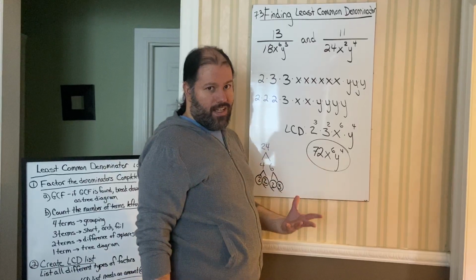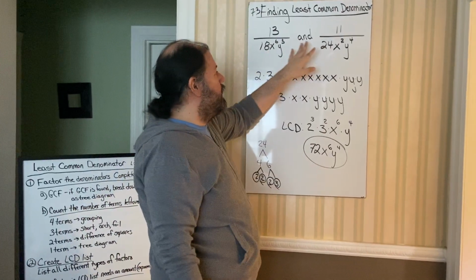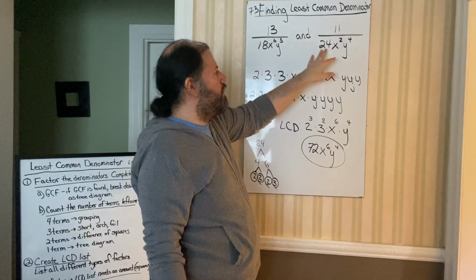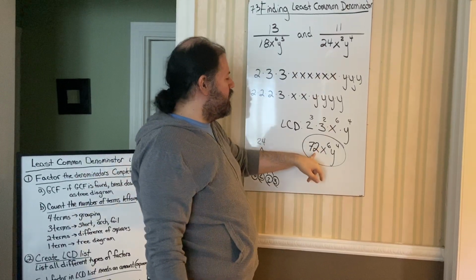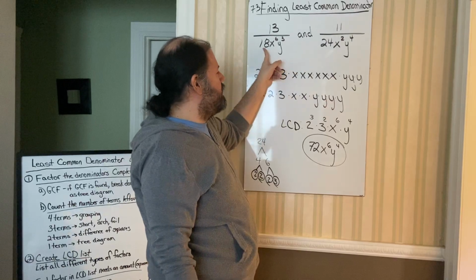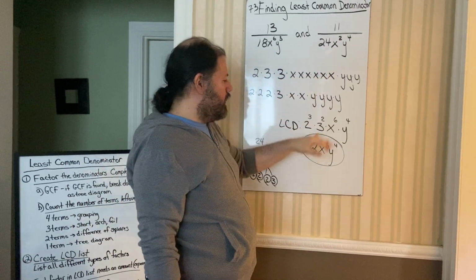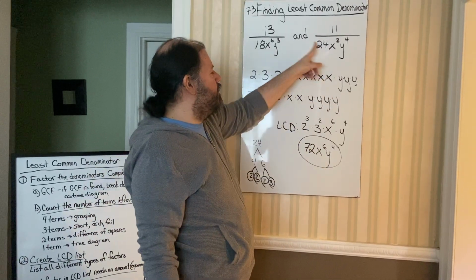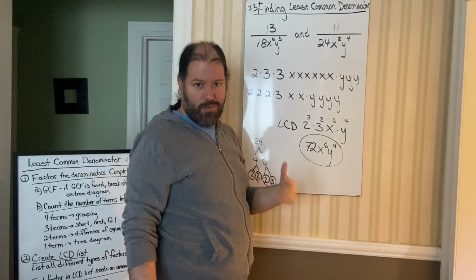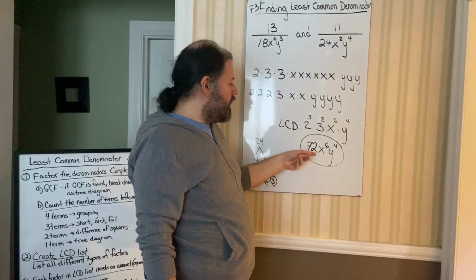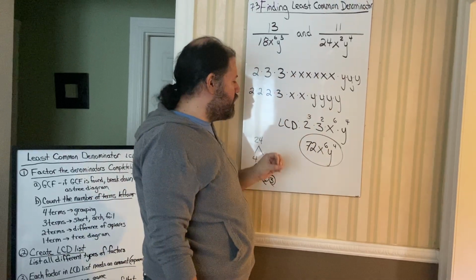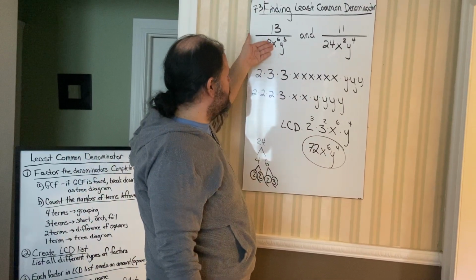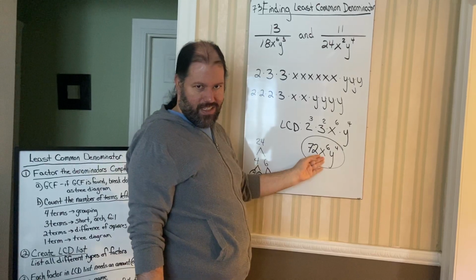LCD, if you didn't realize, will always be the higher of these two numbers or more. What does that mean? Your LCD could not be 18 because 24 is higher. Your LCD couldn't be a 9 because 18 and 24 are both bigger. This number can only be the largest of these two or higher. The reason why I say that is because this can go into this evenly.